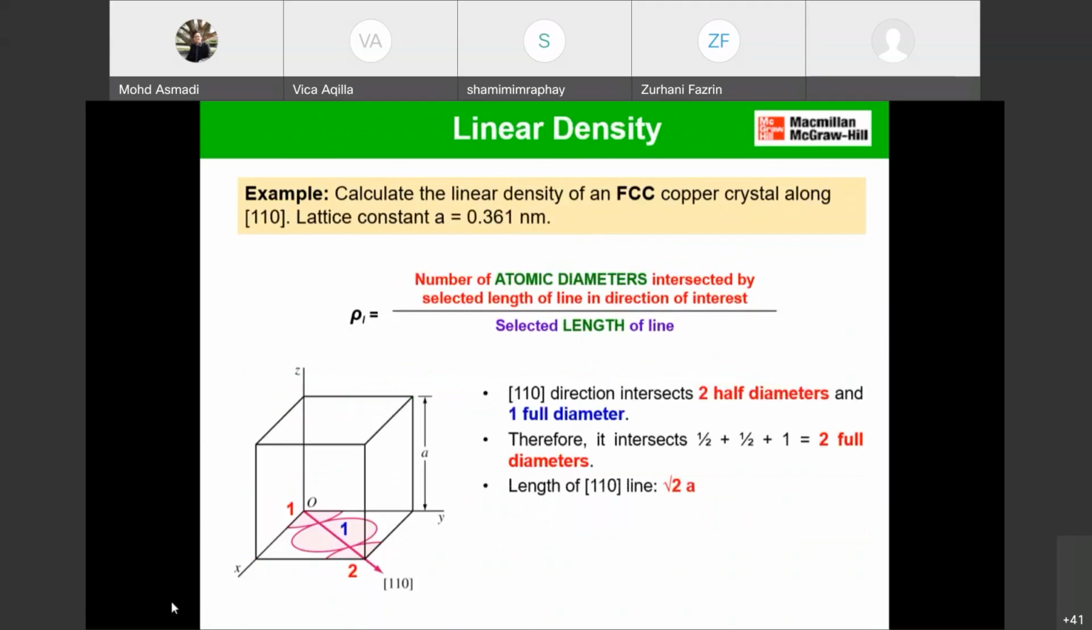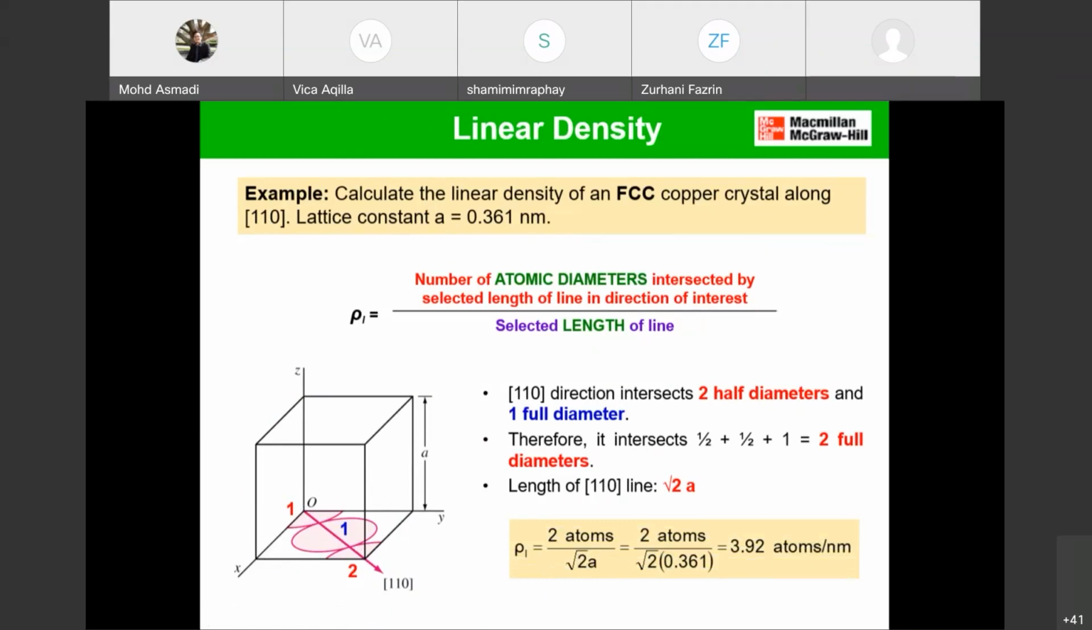Because this one is R, right? This is R, this is 2R, and this one is R. So that means 2 full diameters. The length here is just the length, not the area, because it is based on the direction indices, not the Miller indices. It is linear, so 2 atoms divided by length. The length is equal to 4R, and the length is equal to square root 2 A. That is for the linear density.